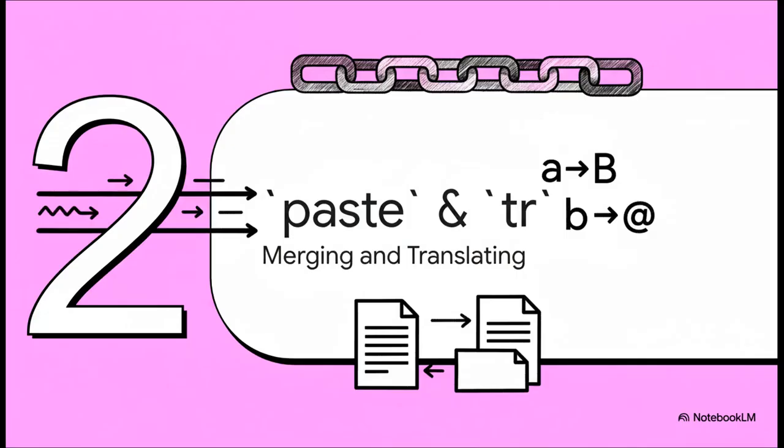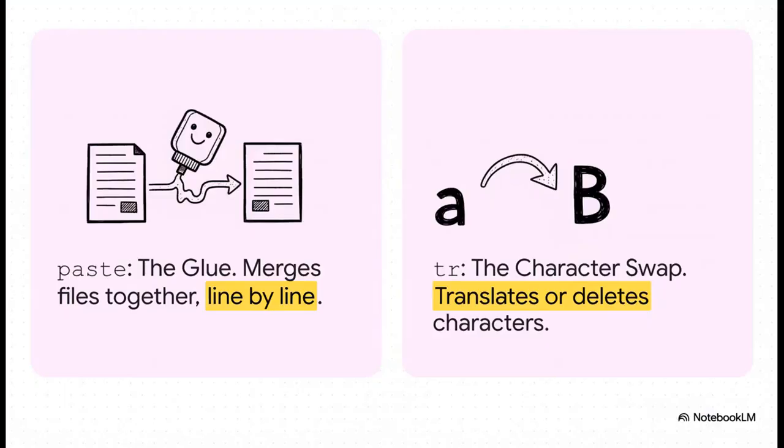All right, next up, let's look at two simple but super handy tools that handle combining files and making changes at the character level. I'm talking about paste and tr. Think of these as two completely different tools for two very different jobs. On one hand, you've got paste, which basically acts like glue. It takes two files and just sticks them together, side by side. On the other hand, tr is our character swapper for quick, direct replacements.